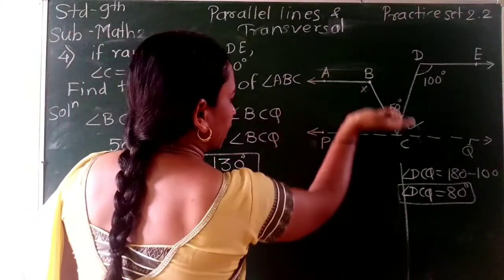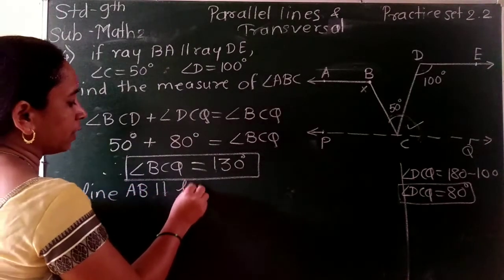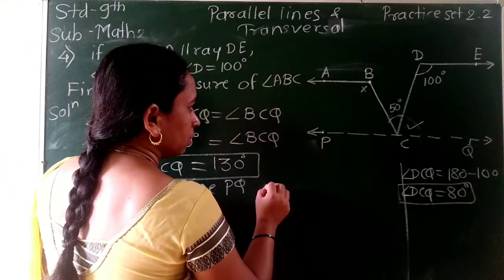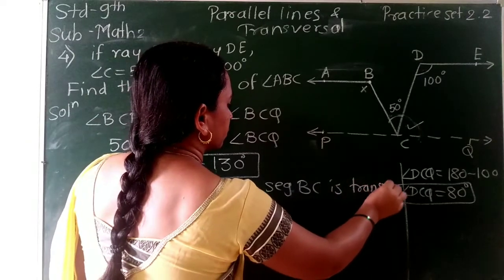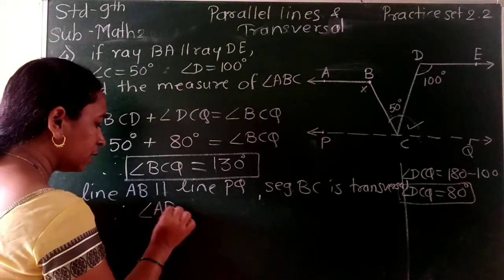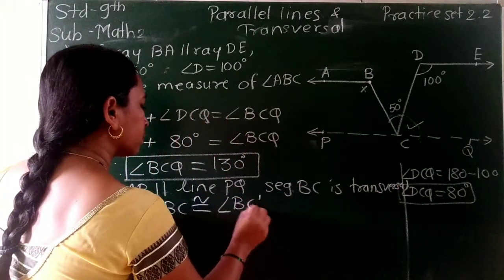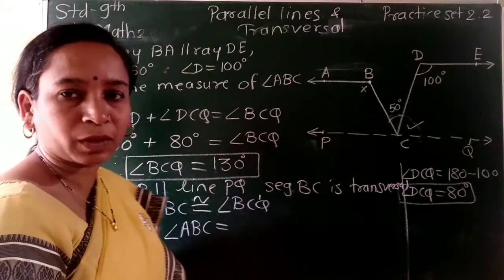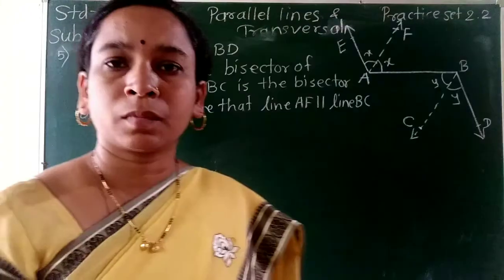Now we'll take this parallel line. AB is parallel with PQ. Line AB is parallel with line PQ. Now as transversal, I'm going to take BC. Segment BC is the transversal. So therefore, angle ABC is congruent with angle BCQ. Therefore, angle ABC is equal to the measure of BCQ, which is 130. Therefore, angle ABC is also 130 degrees.